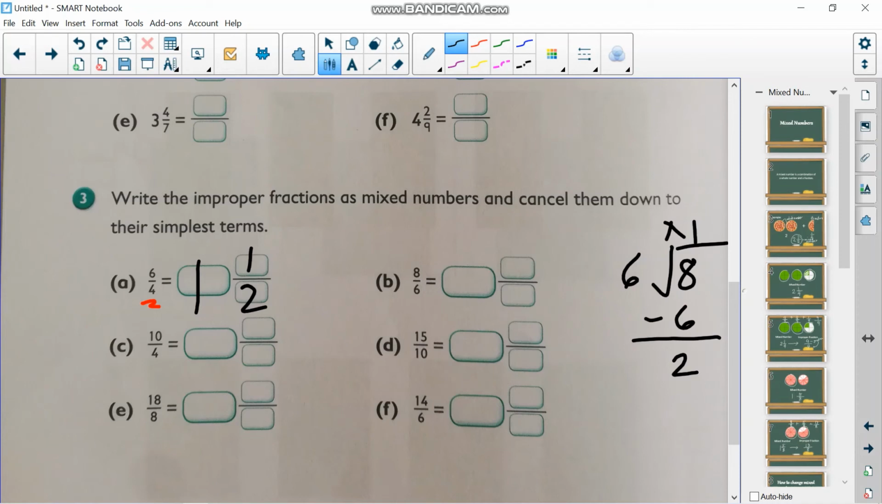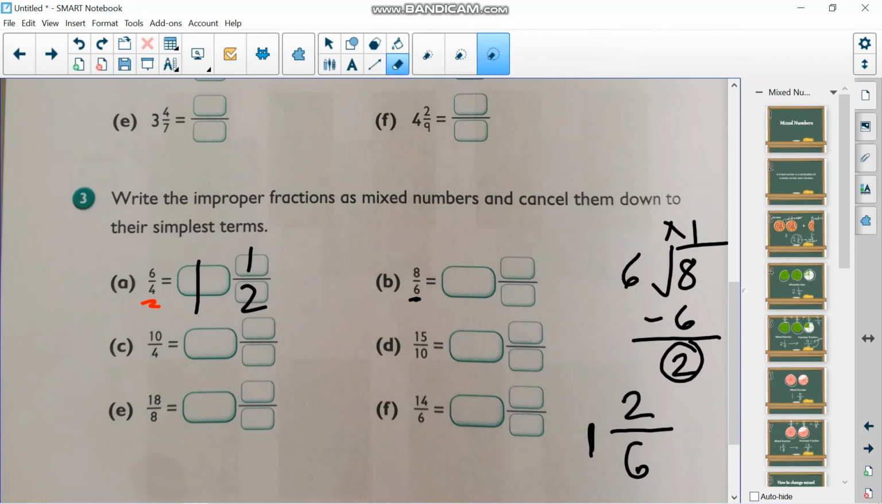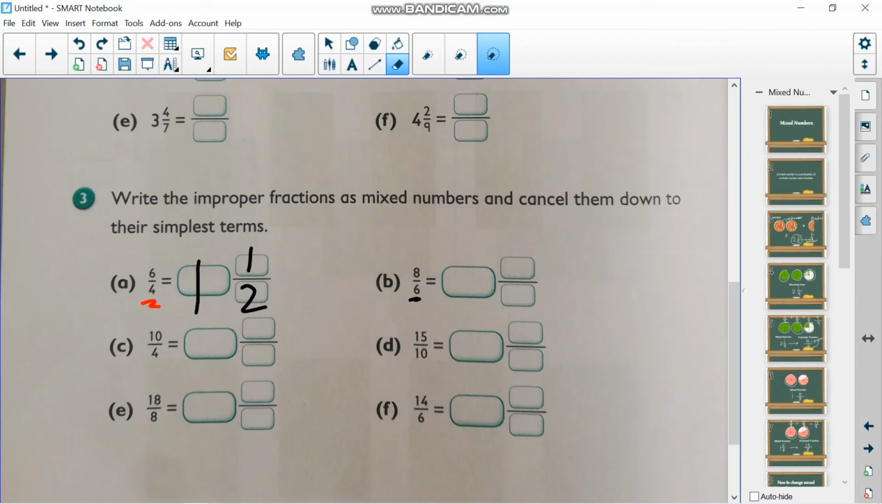Okay, so our whole number is 1. Our whole number is 1. Our remainder is our numerator. And our denominator here, which is 6, will also be our denominator here. So we have 1 and 2 6. Now let's get the lowest term of 2 6. Okay, let me write it here again.